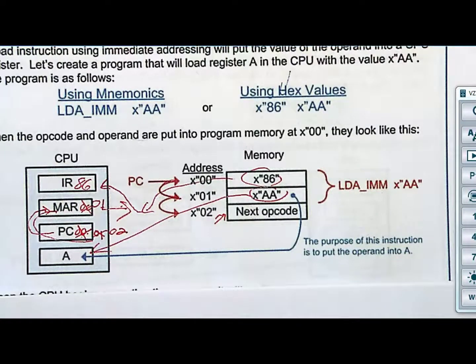How's that feel? How many reads did that take? A read is a single memory access. 2! Why did it take 2? You had to read 86, which was the opcode, and you had to read the operand.